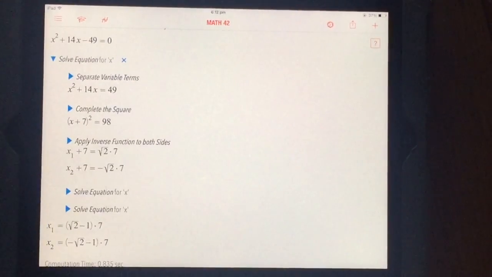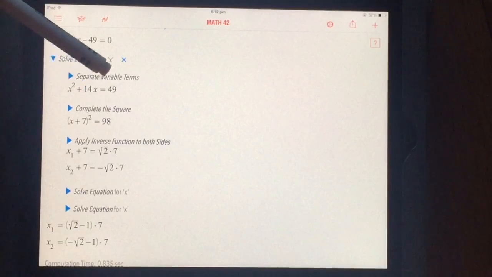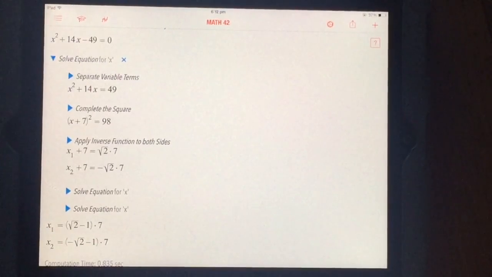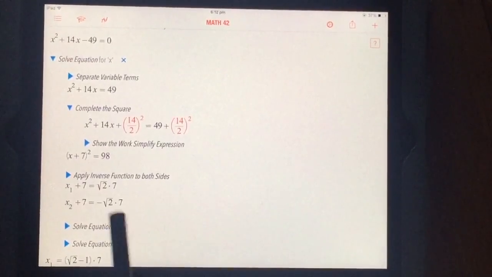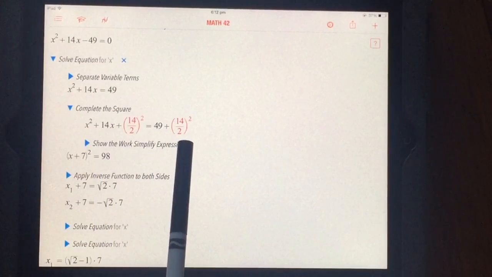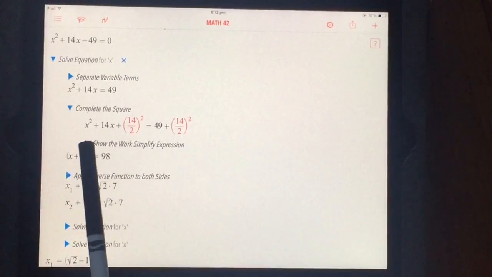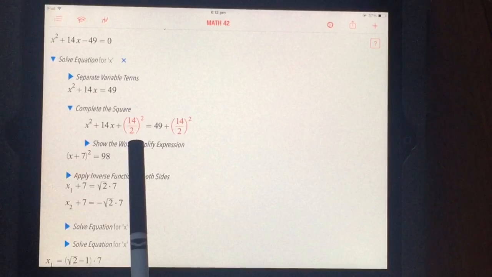There's actually a direct relationship between the coefficient of the linear term and the constant. And this relationship is the coefficient, so 14 divided by 2 squared. So you need to make sure you do that to both sides. So we do 14 divided by 2 squared. Make sure we do it to the other side. And once you've done that, you'll get x plus 7 squared, because we can actually factor x squared plus 14x plus 14 over 2 squared, which is 49.